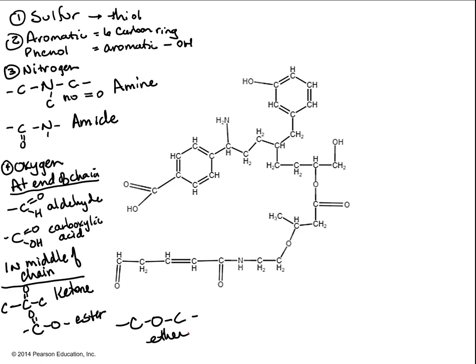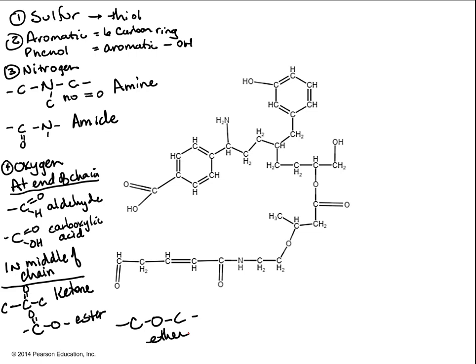So I want this to be a little more meaningful, but these are the steps that I would look for. I would say oxygen's probably the hardest one in terms of identification. So remember that aldehydes and carboxylic acids are on the end of the chain, versus the ether, esters, and ketones that are in the middle of the chain.